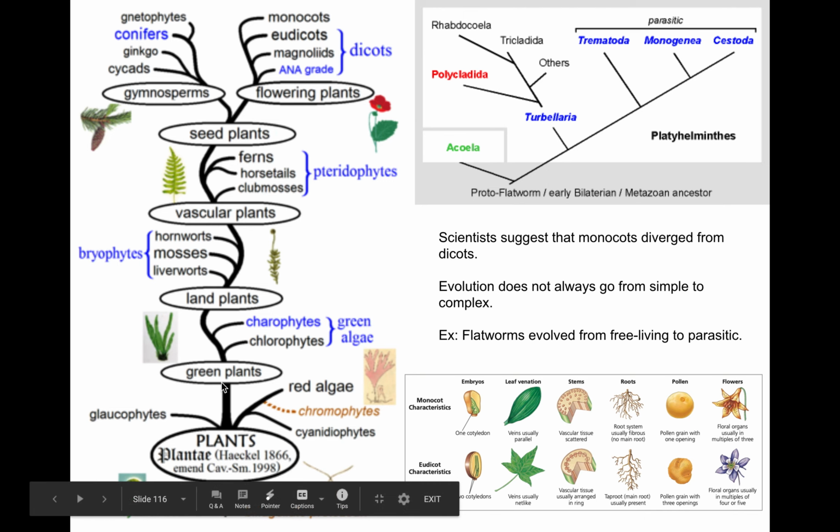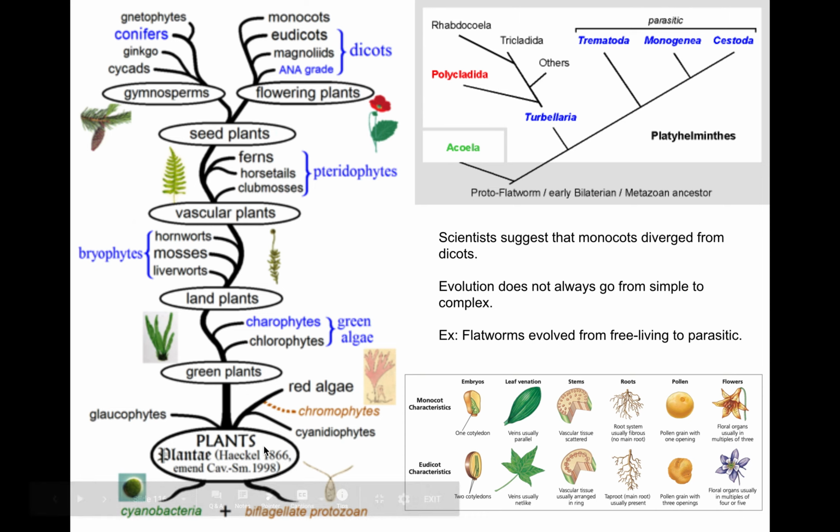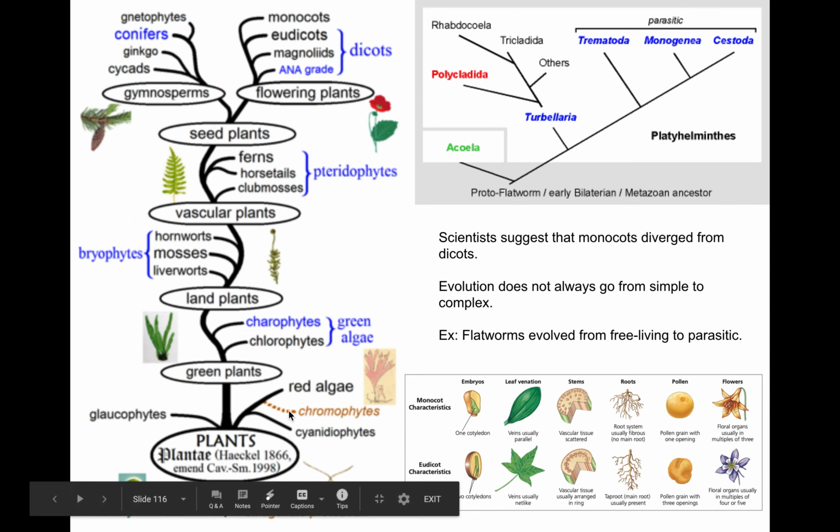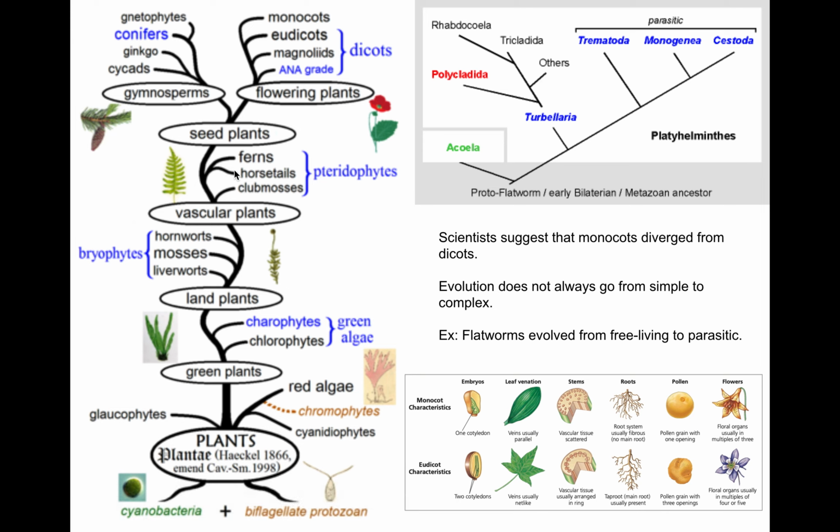So here is an evolutionary tree for plants, starting out with protists and things like that, but you go into plants. Green plants, land plants, vascular plants, seed plants. Within the flowering plants, you've got the dicots and the monocots. So scientists suggest that monocots diverged from dicots. Why is this a big deal?